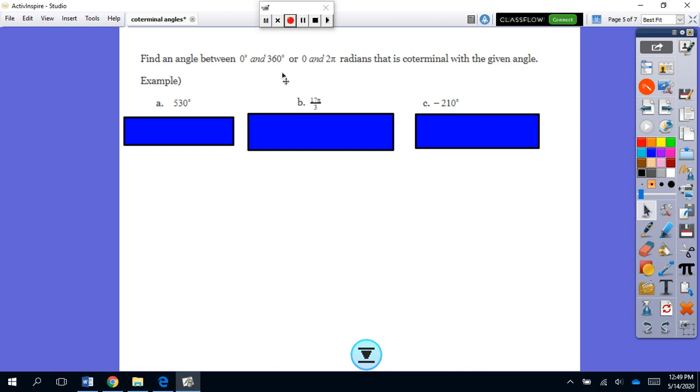Okay, so the last part of our lesson is to find an angle between 0 and 360, or between 0 and 2 pi radians. In other words, find an angle on the unit circle that doesn't go past 360 or 2 pi, that is coterminal with the given angle.